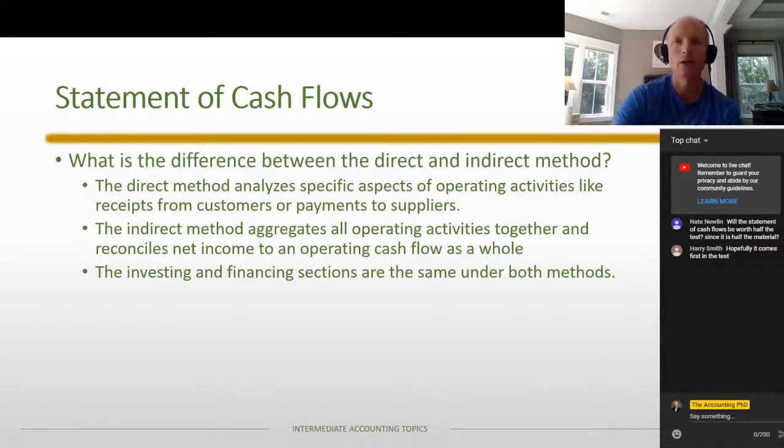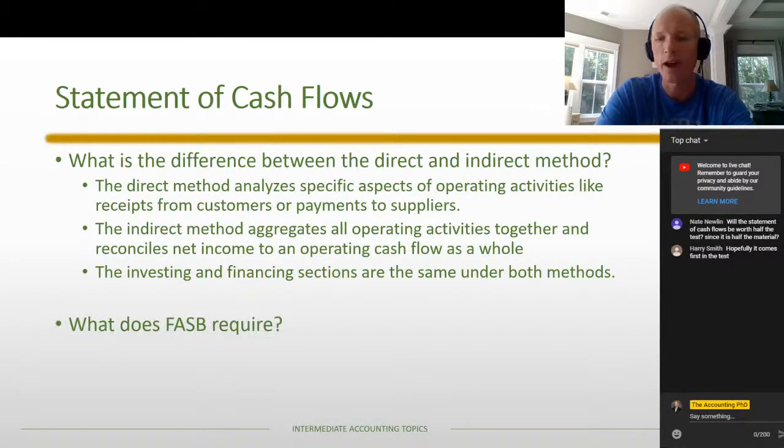The indirect method is more of an aggregate approach to the operating section of the statement of cash flows. It basically goes from net income to the operating cash flow, aggregating everything together. You do have to see each item and how it's reconciled, but there's only one final operating cash flow that's reported, versus having an activity by activity cash flow. So the direct method provides more detail. The indirect method, I would say, is more efficient. And under both methods, the financing and investing sections are exactly the same, so there's no difference there.